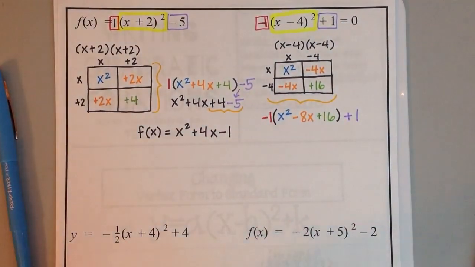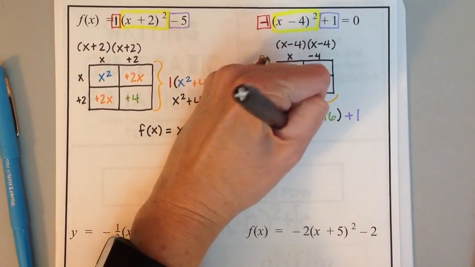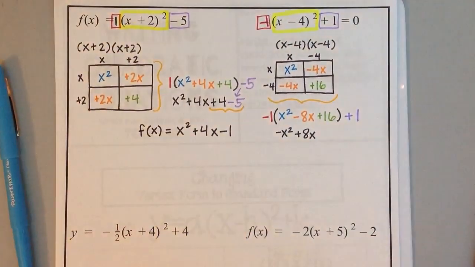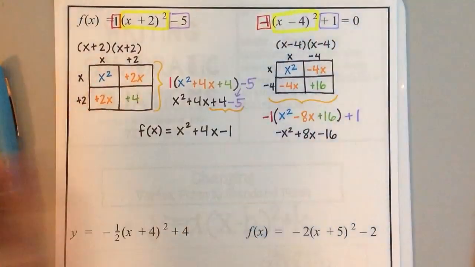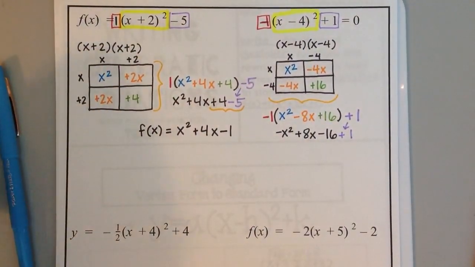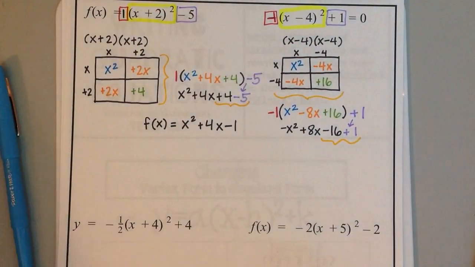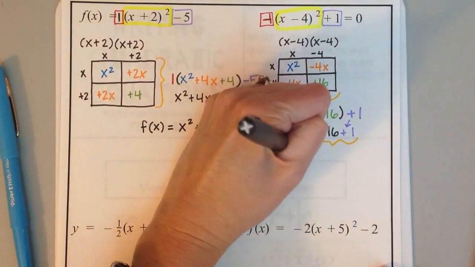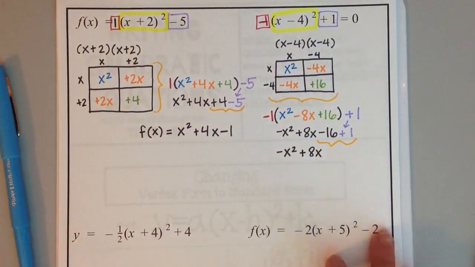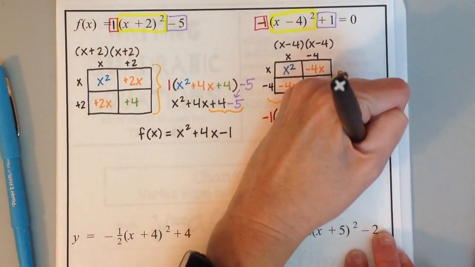So the first thing we're going to do is multiply everything by negative 1. So that's going to give me a negative x squared. Negative 1 times negative 8 is going to make a positive 8x. And then negative 1 times 16 is going to give me a negative 16. And I'm going to bring down my plus 1 at the end. And now I'm going to combine like terms to get my final equation. So I'm going to have negative x squared plus 8x. And then when I combine a negative 16 and 1, I'm going to get a negative 15. And all of that is still equal to 0.